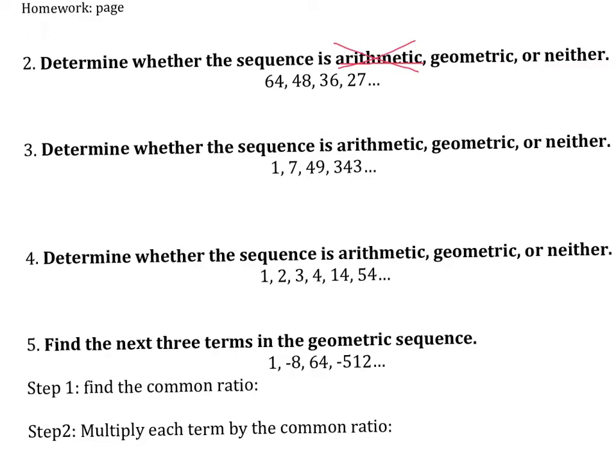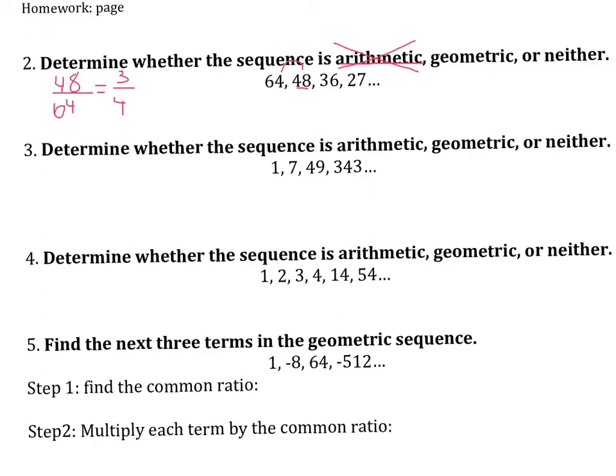So geometric is when we are multiplying by a common ratio. A trick for finding the common ratio is if we take the second term and put it on top of our first term. So we'll do 48 over 64. If we reduce that, we will get a ratio of 3/4. Okay, so that's the ratio from the first term to the second term.